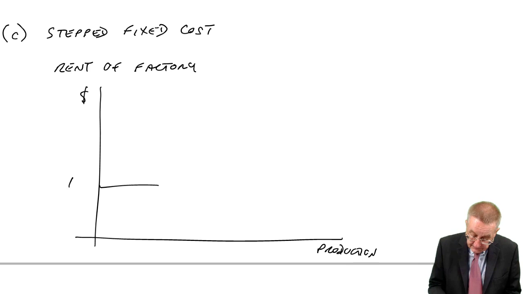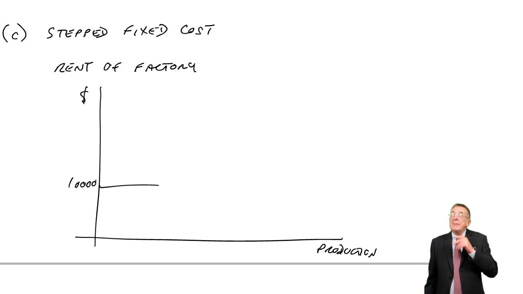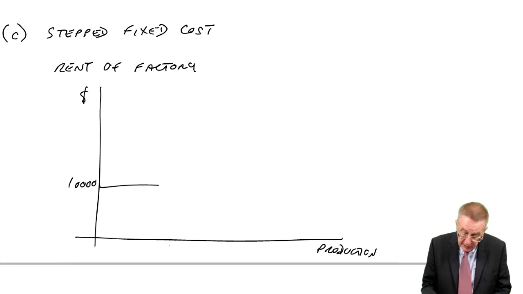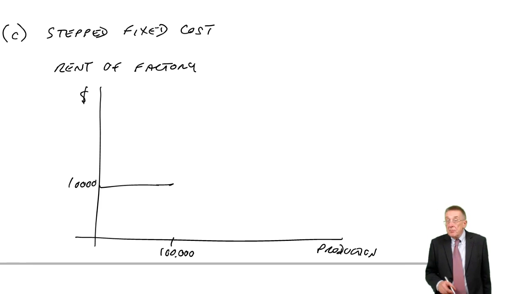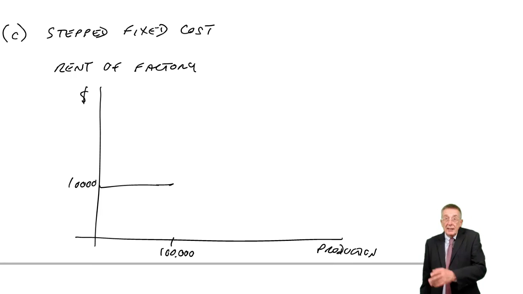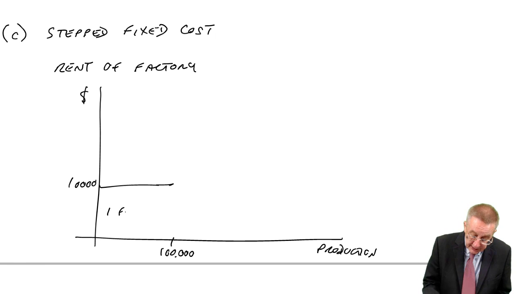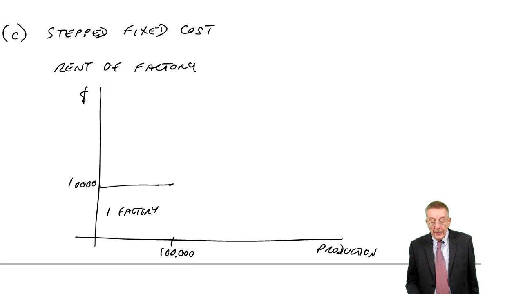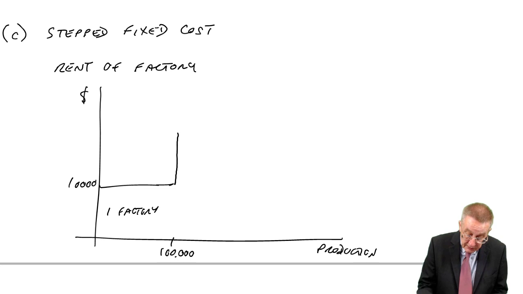Maybe it's 10,000. But that factory is only capable, the maximum we can produce in the factory is perhaps 100,000 units. And if we started to produce more than 100,000, we'd need a second factory. So up to 100,000, we just need one factory, so we're paying $10,000. Over 100,000, though, all of a sudden, we need 2 factories.